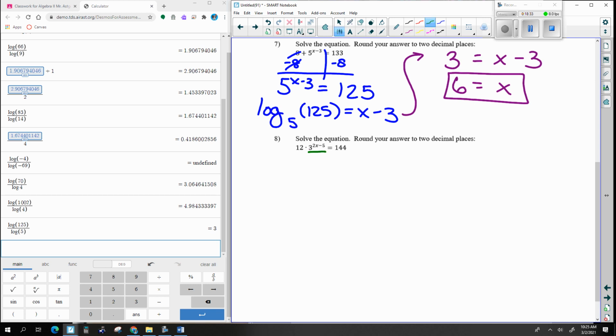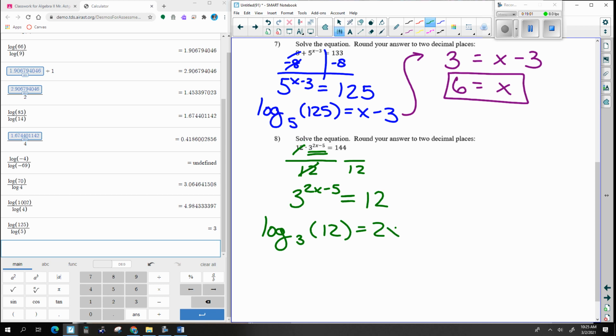Okay, here I want to get the 2x minus 5 alone, so I need to get rid of this 12. 12 is multiplying, so thus I have to divide by 12. 144 divided by 12 is 12. Now, exponent on one side, write it as a log. So log base 3. Things switch sides. And then it's just like every other problem today.